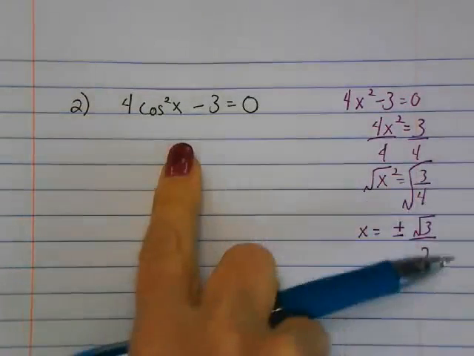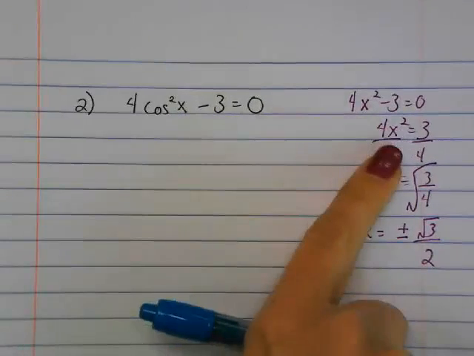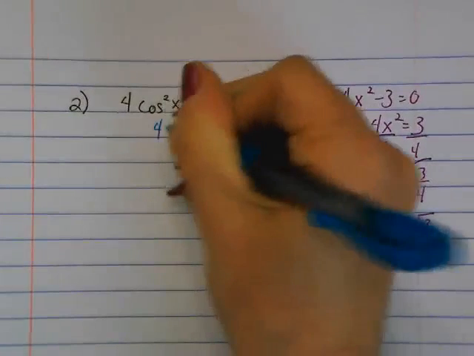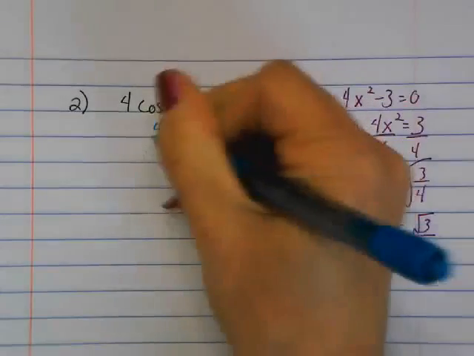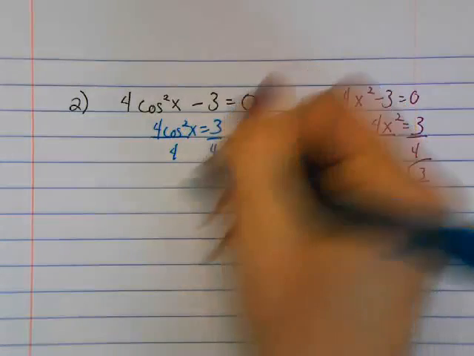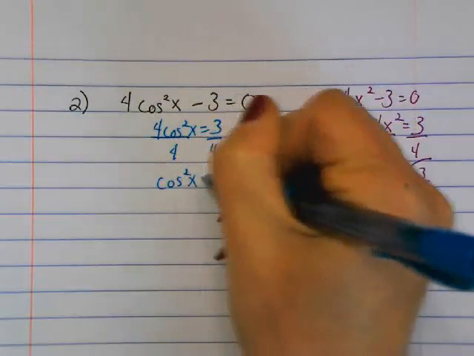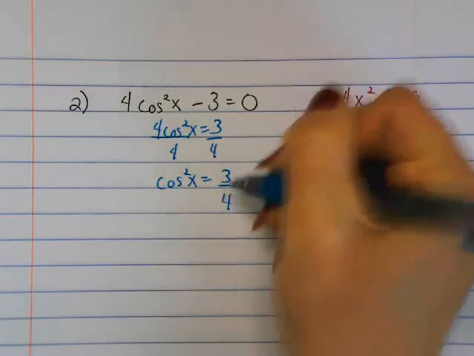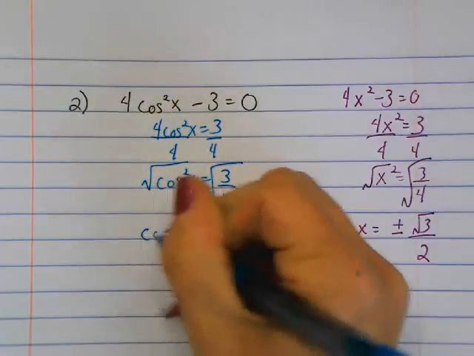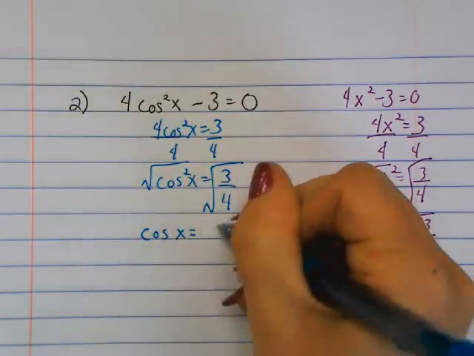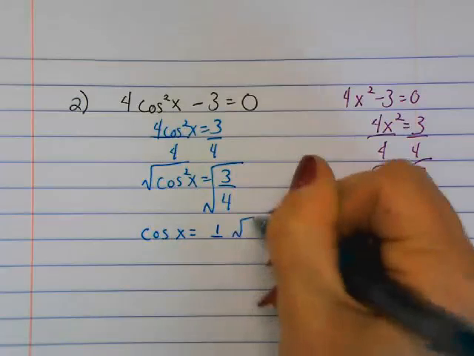Alright, let's come over here and apply that same thing. So first thing I did was I added 3. So 4 cosine squared x equals 3. So I divide both sides by 4. I get cosine squared x is equal to 3/4. Take a square root of each side, and I get that the cosine of x is equal to positive or negative square root of 3 over 2.